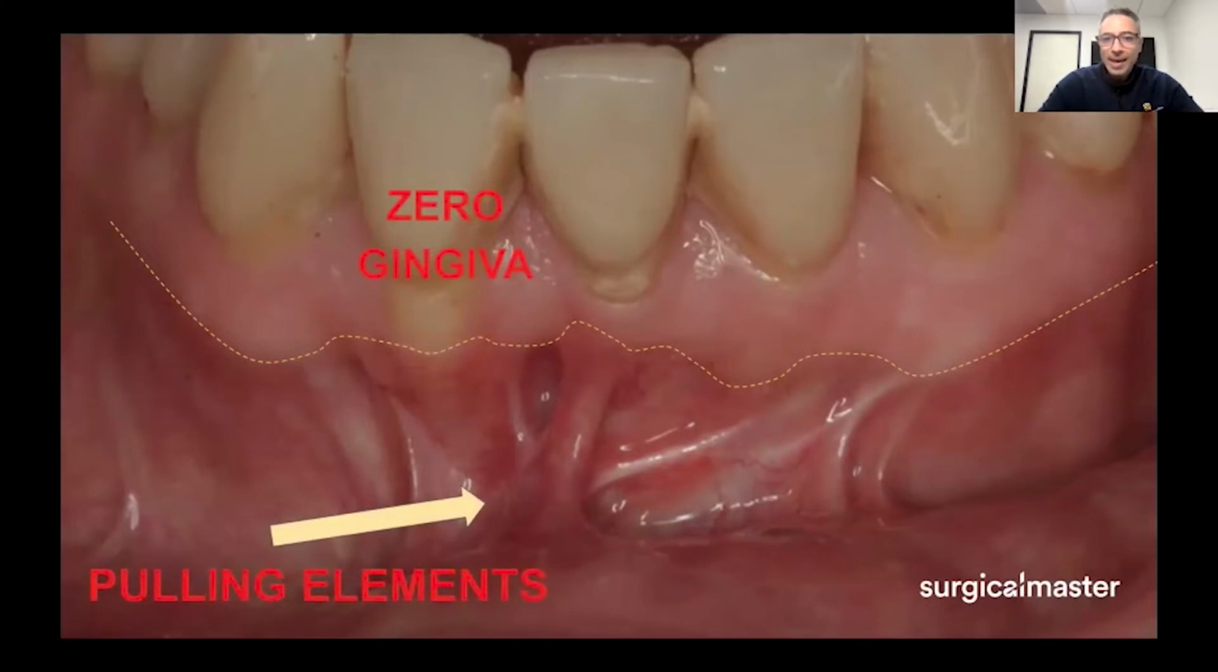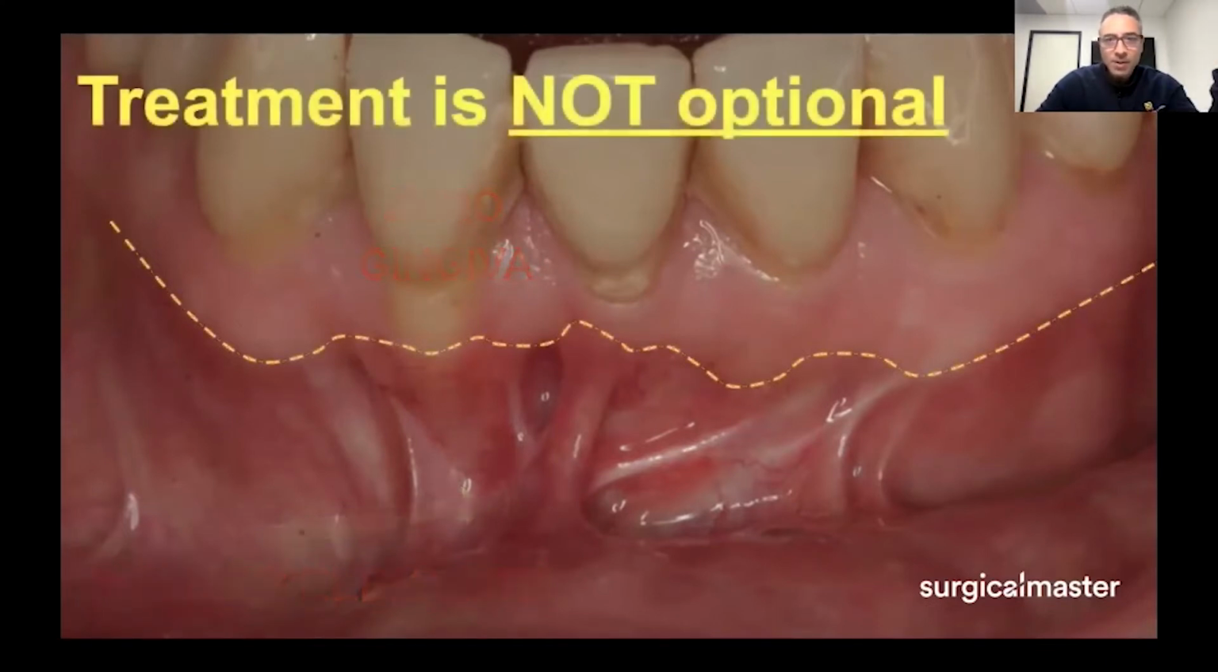And there's a pulling element, okay? Tissue quality problem and a pulling element. Treatment is not optional. It's not something you want to think about. It's not something that you want to present as an optional treatment or elective. It's not elective. It's a necessary treatment for health reasons to preserve the natural dentition.